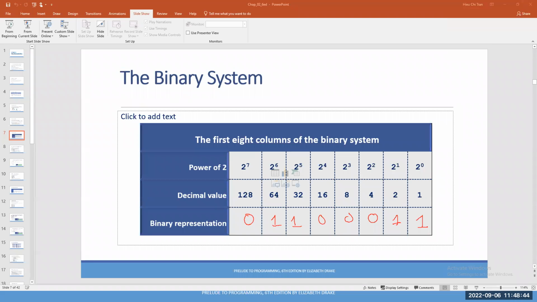99. Okay, 99, right? Because you see, you have the 64 here, you add the 32, you have 96. And 2 here, you have 98, and 1 here, you have 99. Okay, that is the way you convert it from binary.